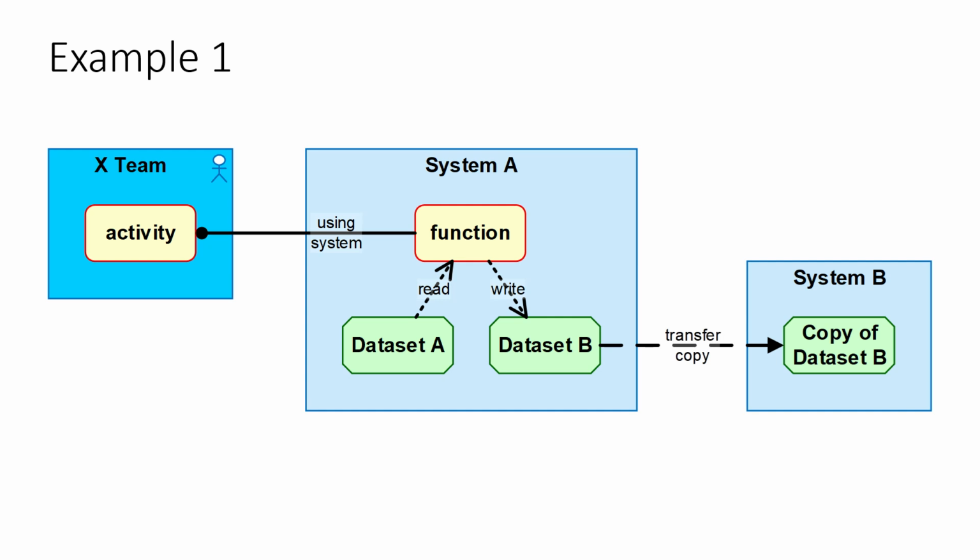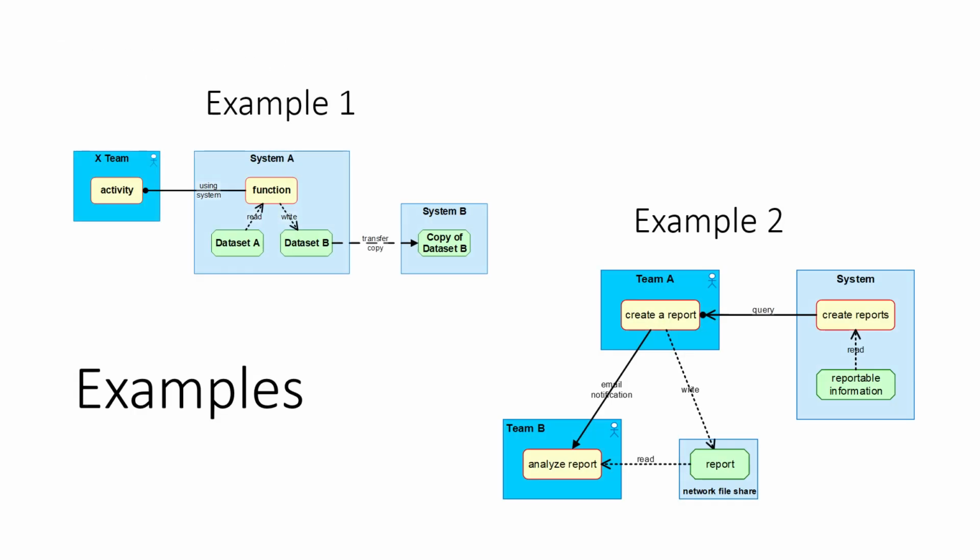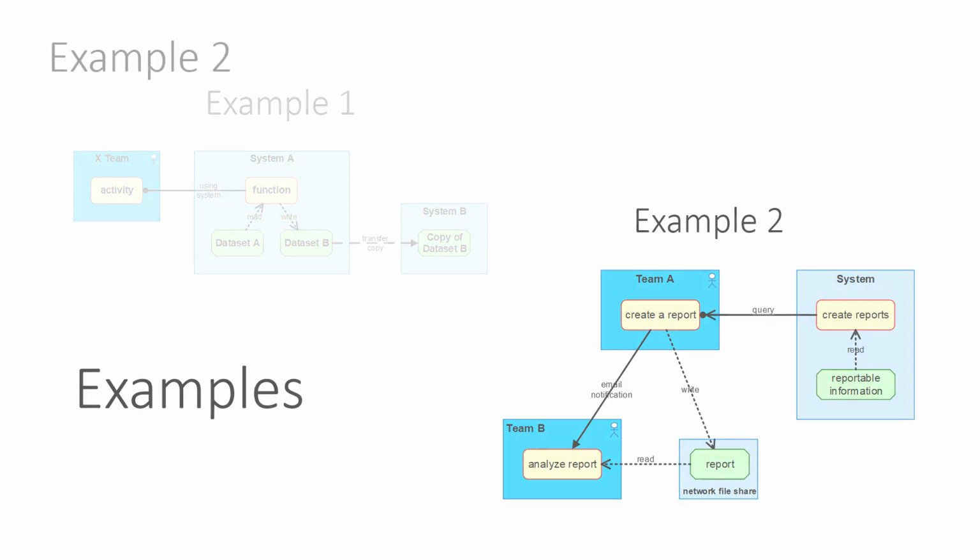This diagram does not go into the details as to how this data transfer works. It just shows at a high level that data is transferred from one system to another. Again, the arrow of the relationship shows the direction of the information flow. This was the first example. It's a simple example, but it shows how information and behavior takes place across systems and teams. Now let's take a look at our second example.